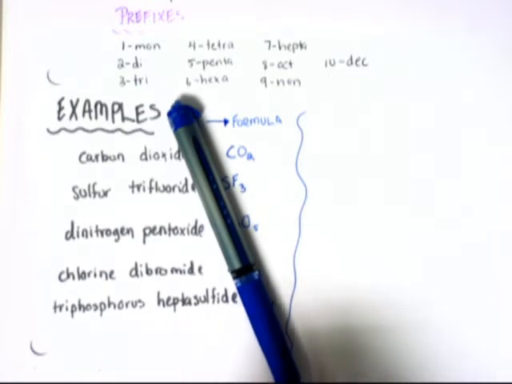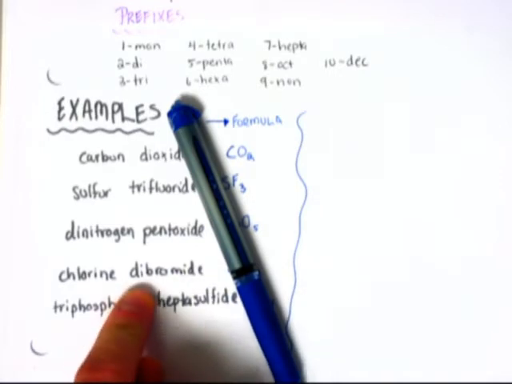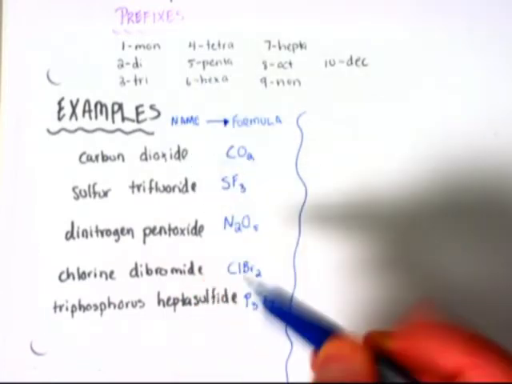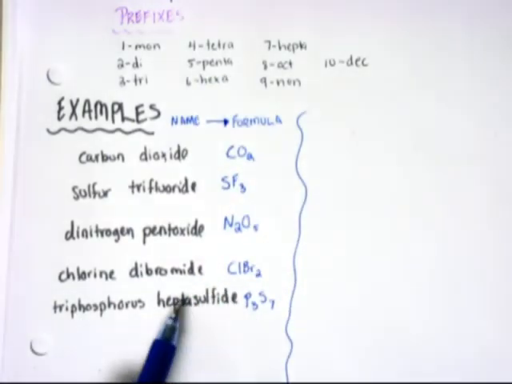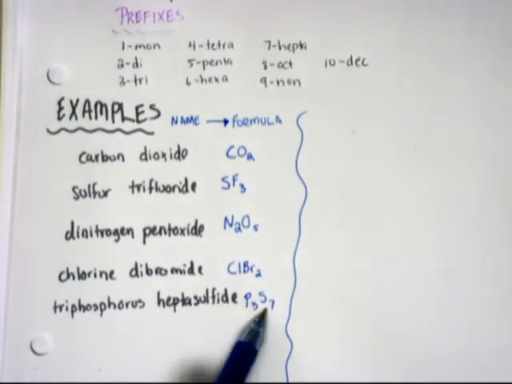Chlorine is Cl and Br for bromine. How many bromines do we see here? What does it say? Dibromide, right? How many bromines do you think that would be? So Cl, Br2. Triphosphorus, that's 3 phosphorus. Heptasulfide, that's 7 sulfurs. P3S7. Good?